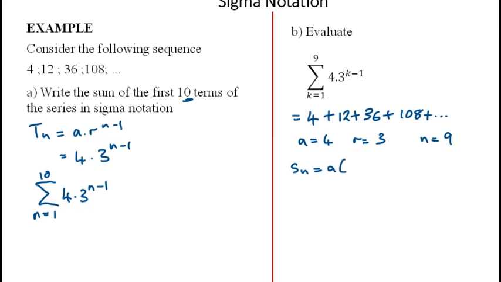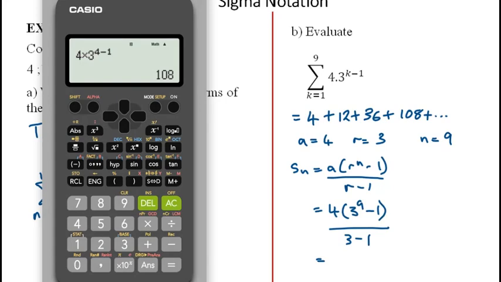Okay, so we're going to use our sum of geometric formula, this one here: r to the power of n minus 1 over r minus 1. Okay, so a is 4. The common ratio is 3 to the power of n. We know it's 9 minus 1 over 3 minus 1. And then you can just enter this exactly as it is in the calculator. So 4 times 3 to the power of 9 minus 1, close the bracket, over 3 minus 1.